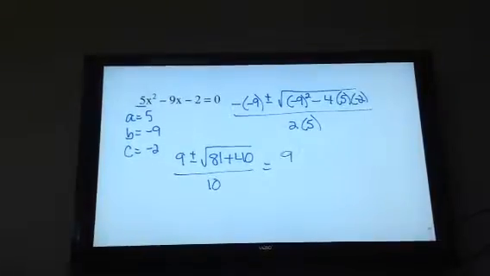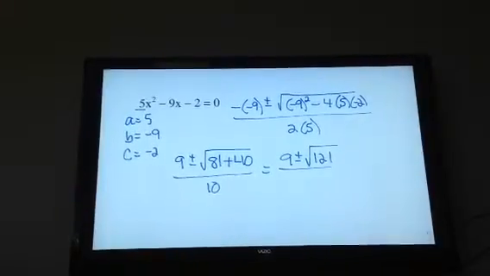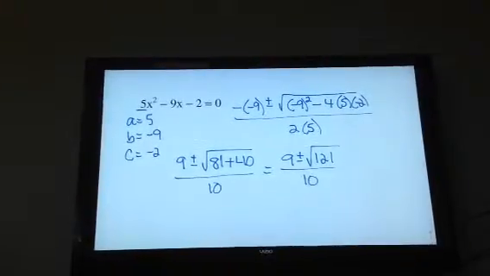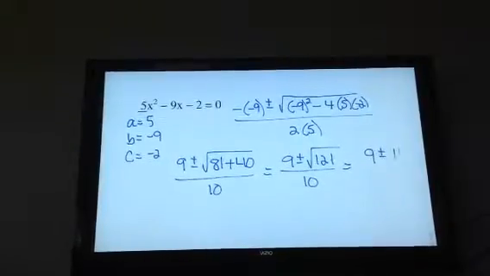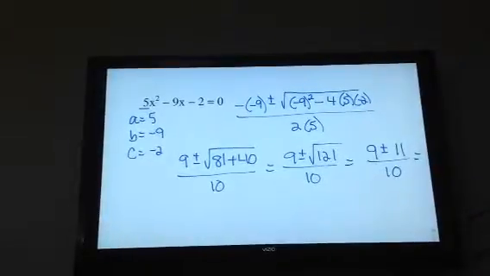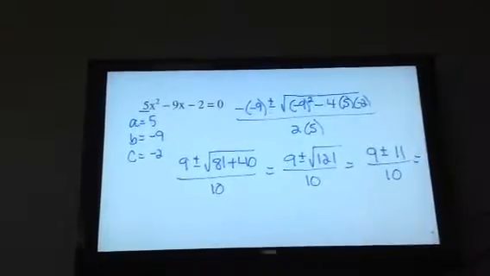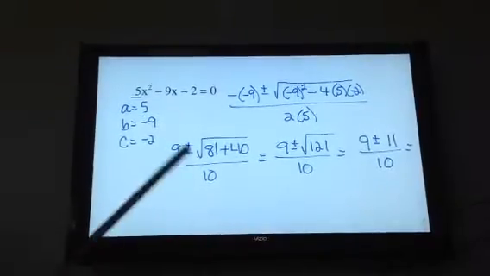So I have 9 plus or minus the square root of 121 over 10. 121 is a perfect square. That's 11 over 10. And this kind, like the complete the square, the only kind that you will need to finalize the one single little answer.